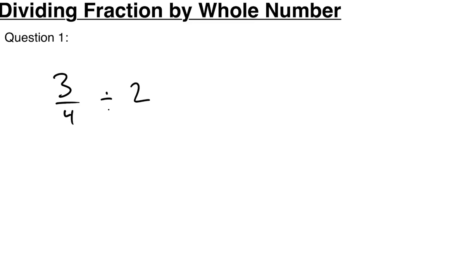Well, our first step is going to be to convert the 2 into a fraction. So 3 over 4 divided by 2 is the same thing as 3 over 4 divided by 2 over 1. And so now that we have two fractions, we can continue with the question.